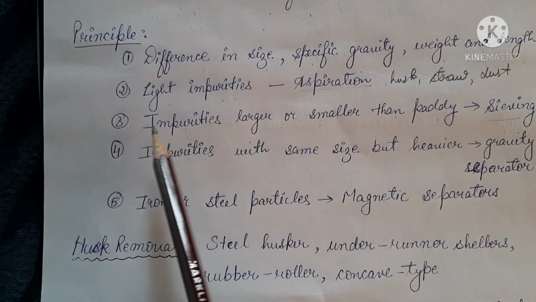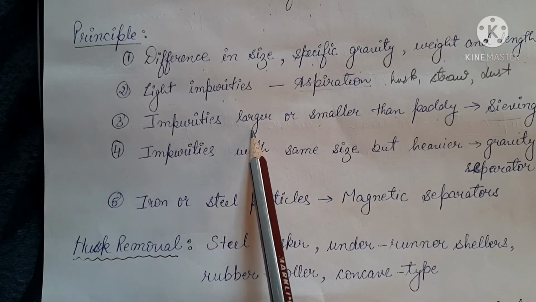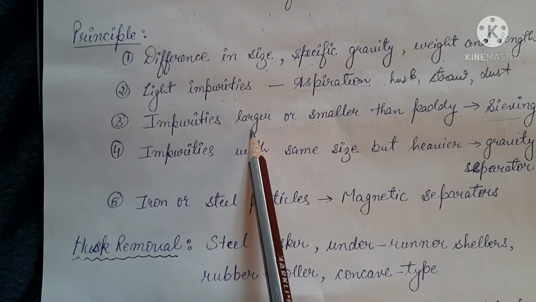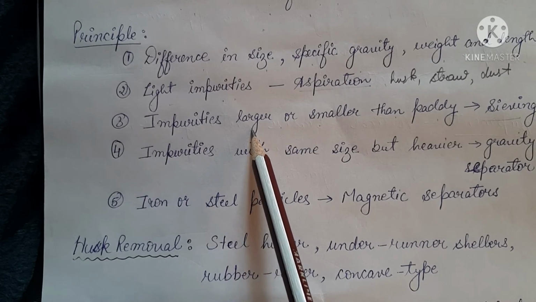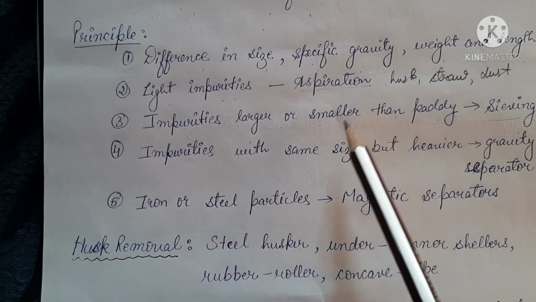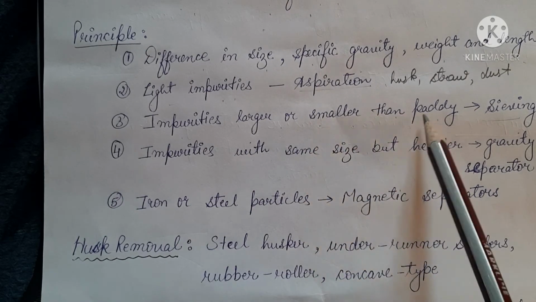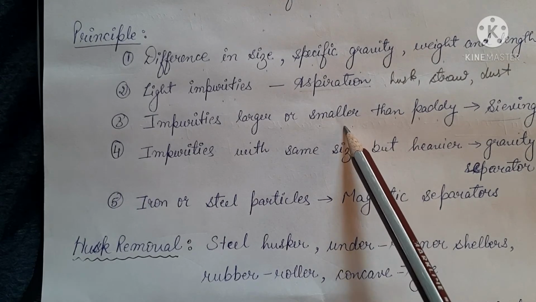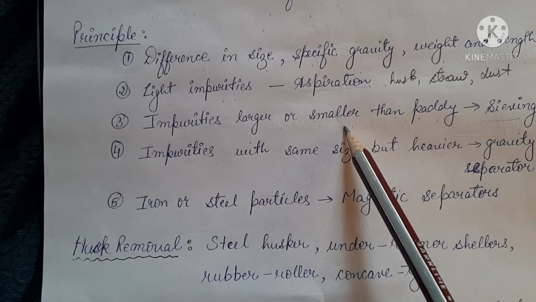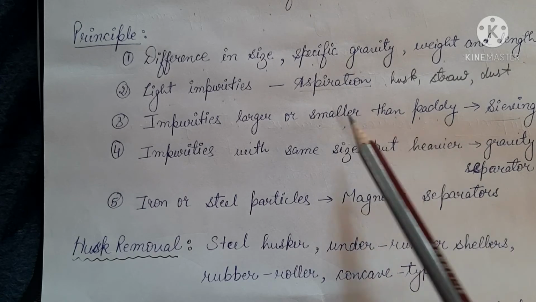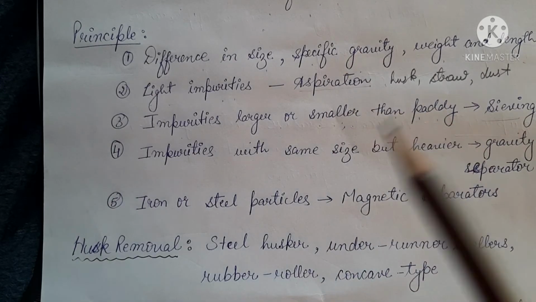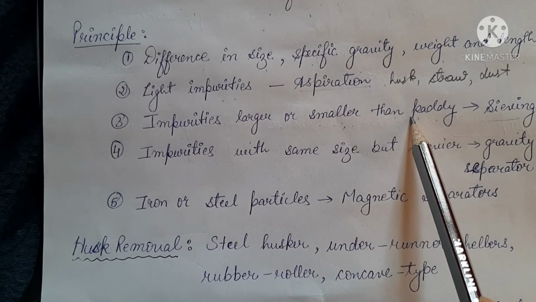Third one is impurities larger or smaller than paddy, which are removed using sieving. Larger impurities will be removed by using sieves of the size through which only the grains can pass, and impurities smaller than paddy will be removed by using sieves that are smaller than paddy, so that the smaller impurities get through and paddy remains on the sieve only.